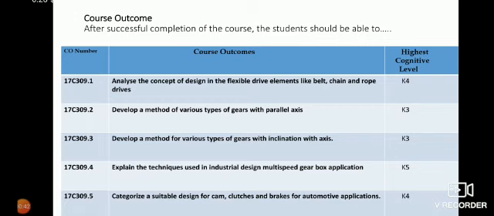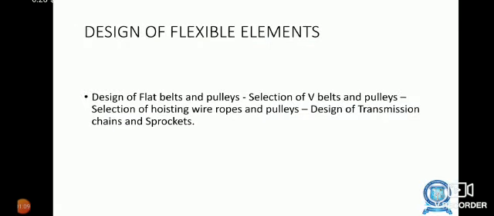The student should be able to develop the method of various types of gears with parallel axis. The student should be able to develop a method for various types of gears with inclined axis. The student should be able to explain the techniques used in industrial design, multi-speed gearbox application. The student should be able to categorize a suitable design for cam, clutches and brakes for automatic application.